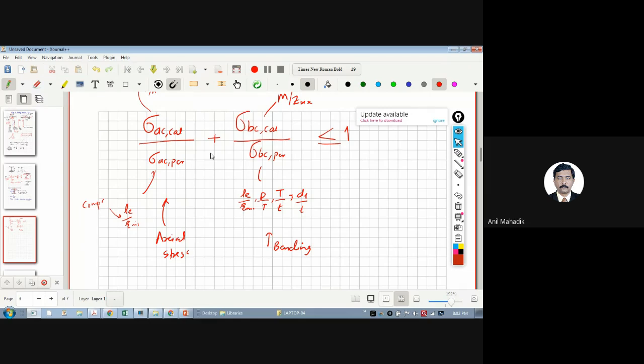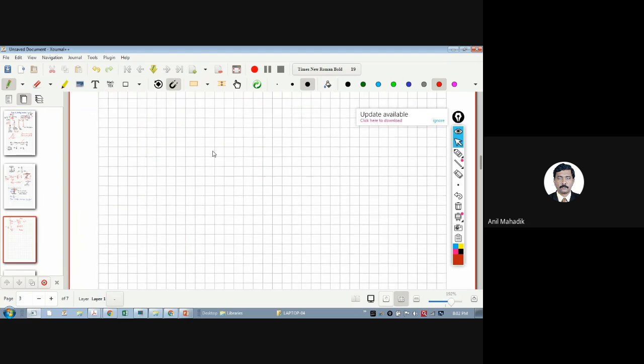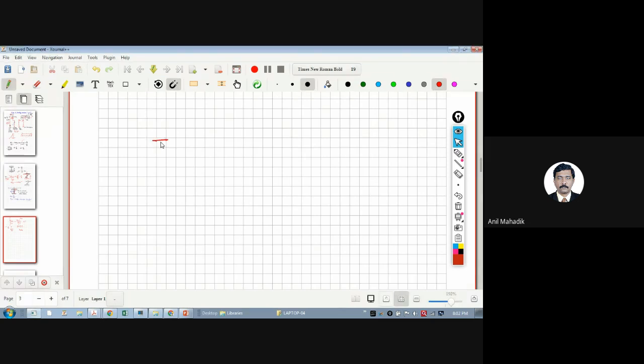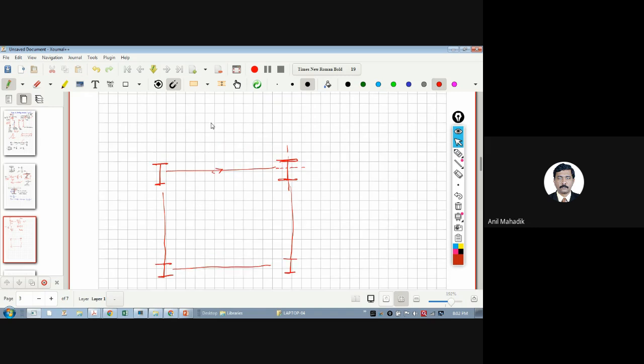The column carries biaxial moment also. Don't forget that. There is a possibility that the column will carry biaxial moments. Let's say this is your plan of the column. It is connected by the beams. So this beam will have a bending moment here in this column. Due to this bending moment, if I draw the bending moment diagram like this, for example, let me calculate its bending moment.